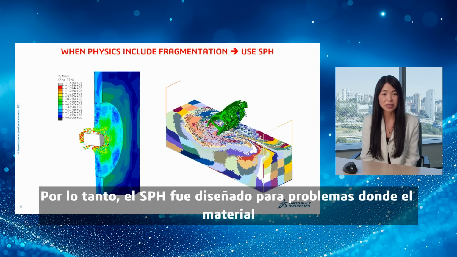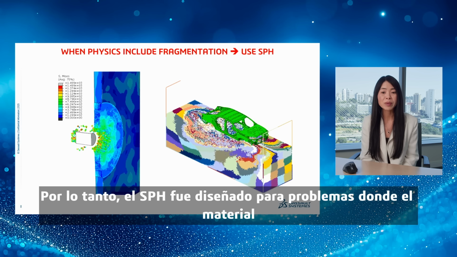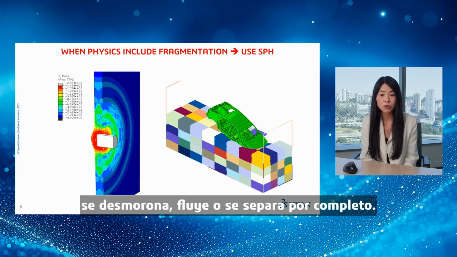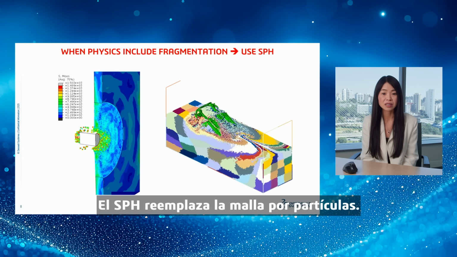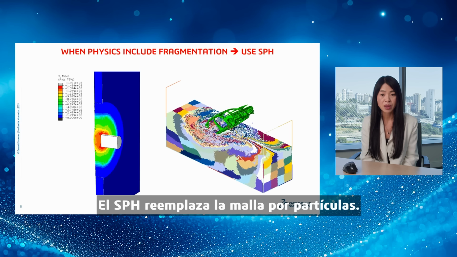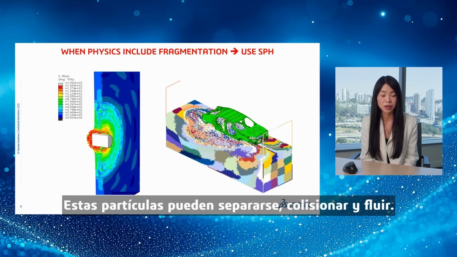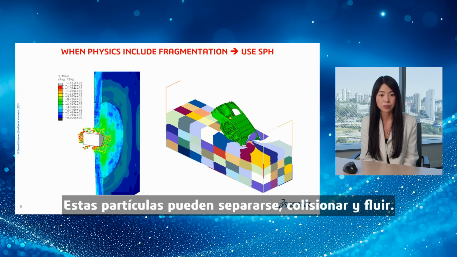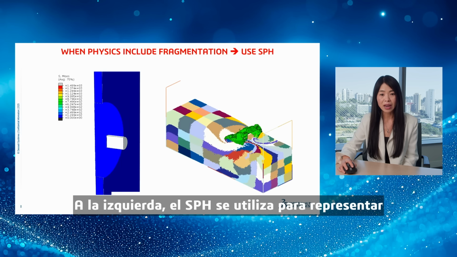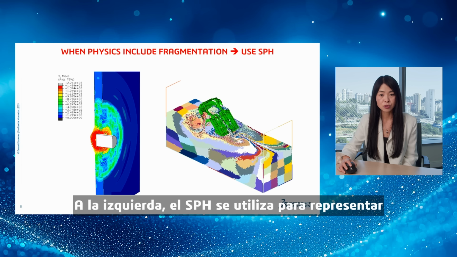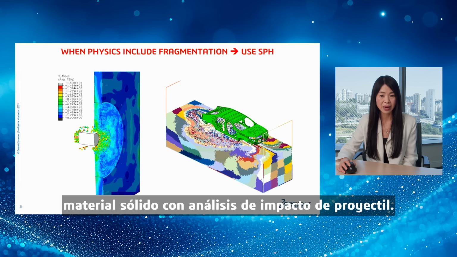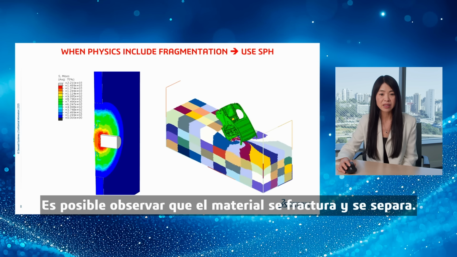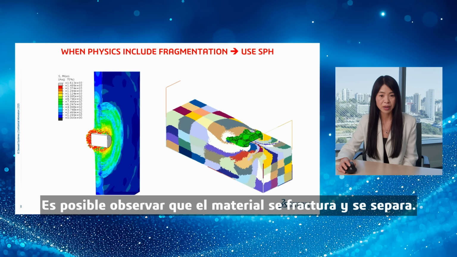SPH is designed for problems where material breaks apart, flows, or separates completely. SPH replaces the mesh with particles. Those particles can separate, collide, and flow. On the left, SPH is used to represent solid material with a projectile impact analysis. You can see that the material fractures and separates.